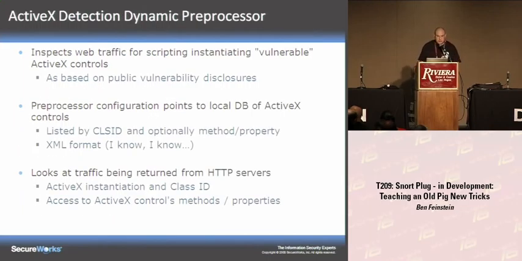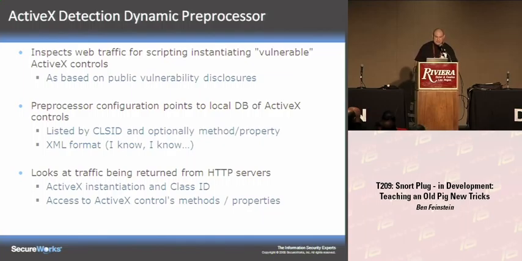So the first plugin that we're releasing is just a simple ActiveX detection dynamic preprocessor. What it does is it inspects web traffic for some JavaScript or scripting that's going to instantiate a vulnerable ActiveX control. When I say vulnerable, it's basically based on public vulnerability disclosures about ActiveX controls. So in the preprocessor configuration, I point the preprocessor to a local database file of ActiveX controls listed by class ID and optionally method and property. The database is in XML format. I'm sorry, but it seemed easy at the time to parse.